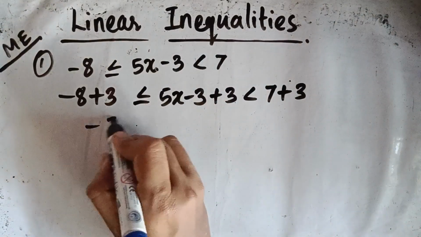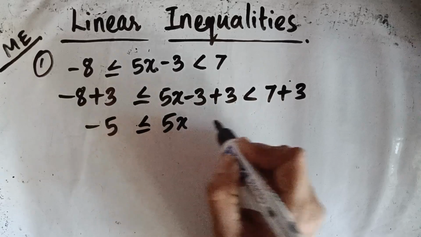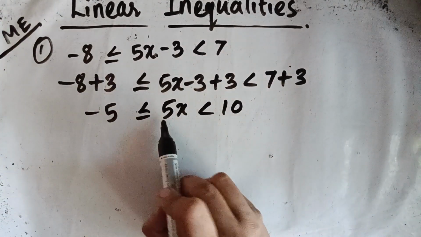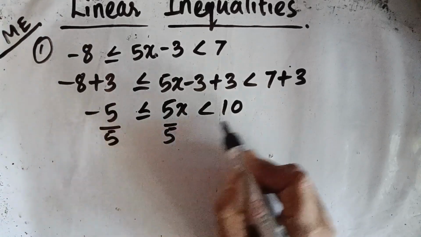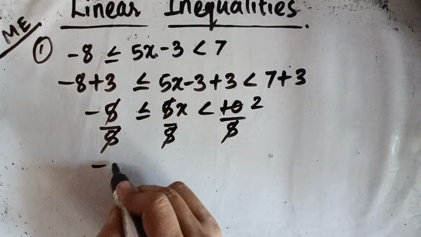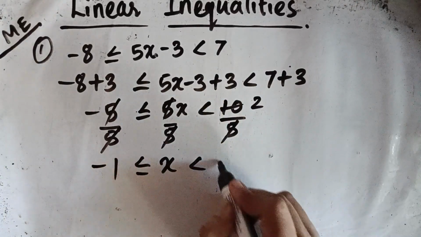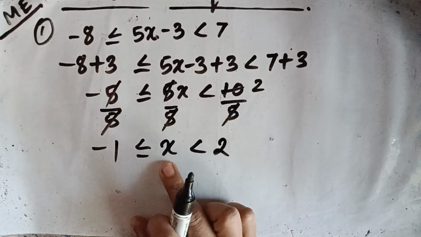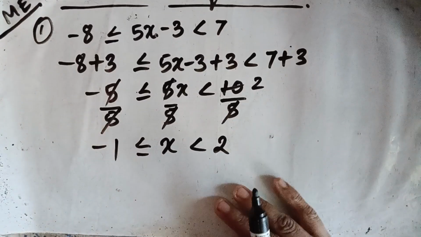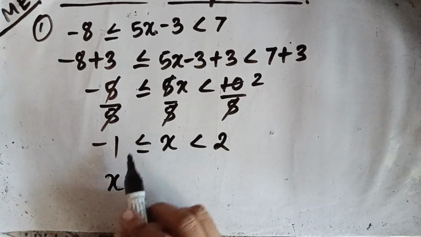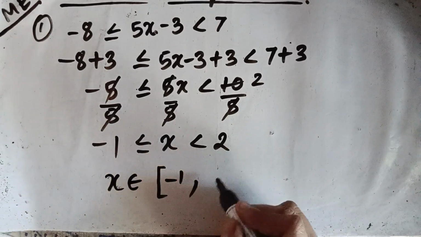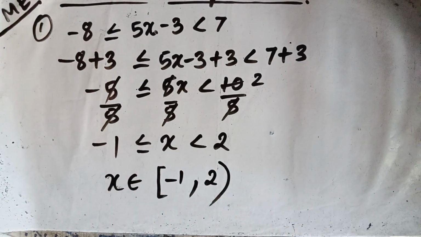Okay, so this becomes -5 ≤ 5x < 10. Now we can remove this 5 by dividing by 5 to all the numbers. So this is -1 ≤ x < 2. Okay, so x lies between -1 and 2, and in terms of interval you can write x belongs to [-1, 2), this is less than or equal to so this is a close bracket, and this is an open bracket.